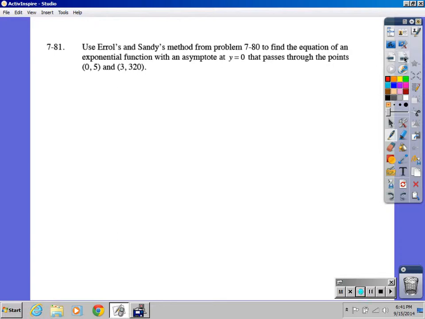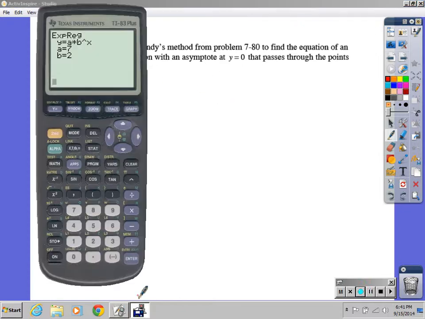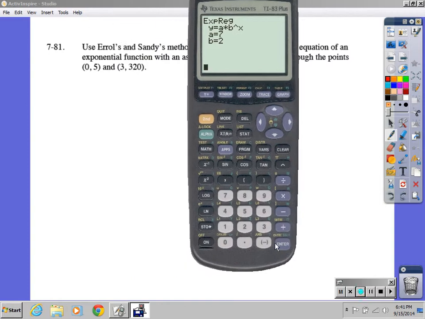81. Errol and Sandy's method for 80. Find the equation. Exponential function passes through the points (0, 5) and (3, 320). So again, we have 2 points. You can go algebraically, the way the book detailed it, or we can use the calculator, which obviously is the preferred method if you remember how to do it. It's a perfectly legitimate method.